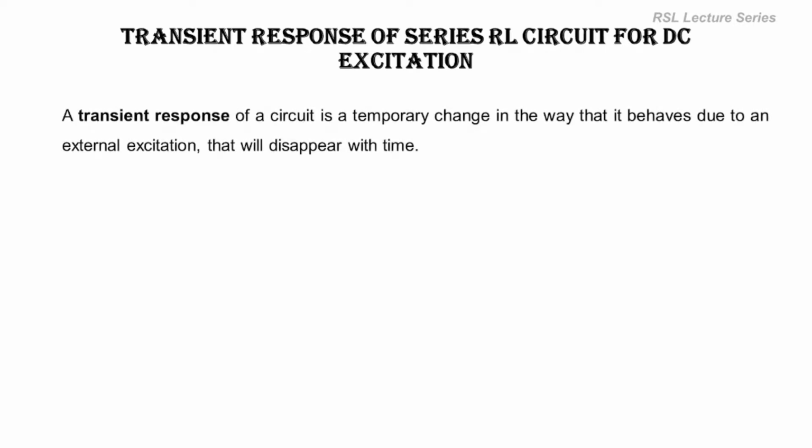In this lecture, we'll discuss the transient response of series RL circuit for DC excitation. Before that, we'll discuss what a transient response is. A transient response of a circuit is a temporary change in the way that it behaves due to an external excitation. Okay, so this is a temporary change in the behavior of the circuit. So this will disappear with time.